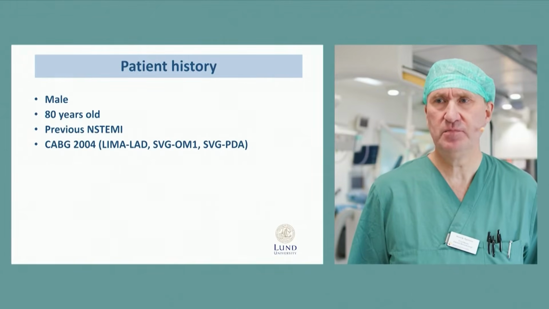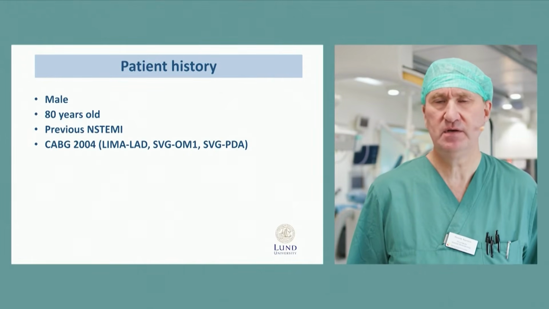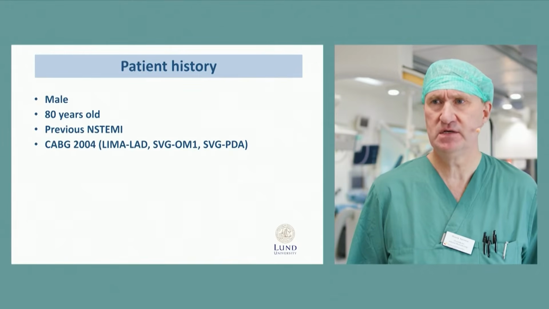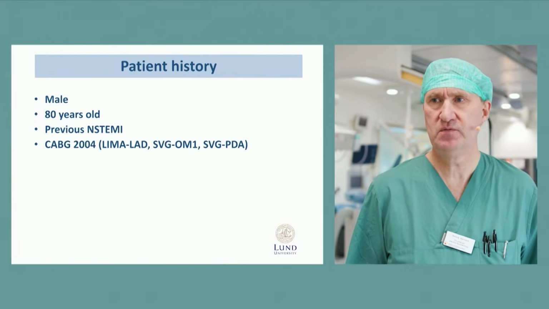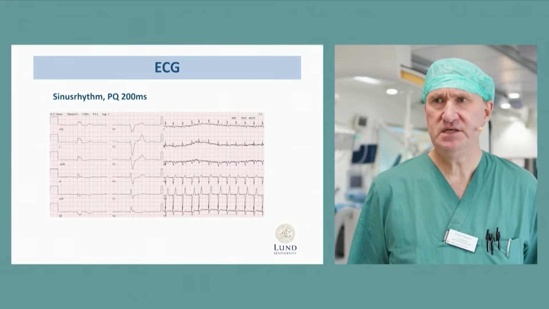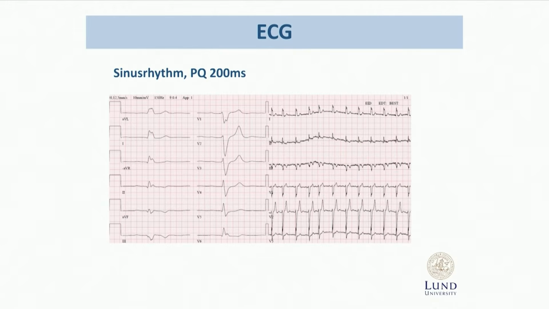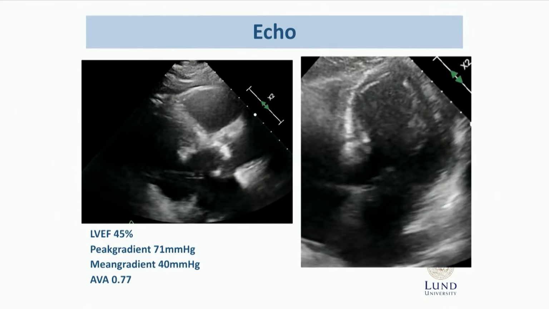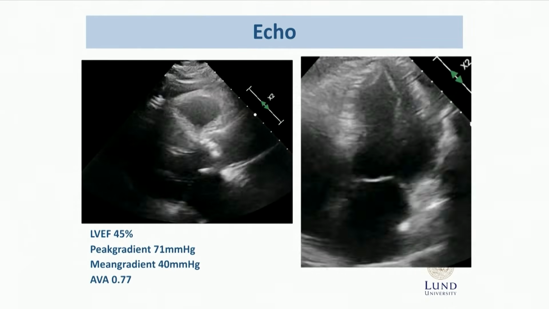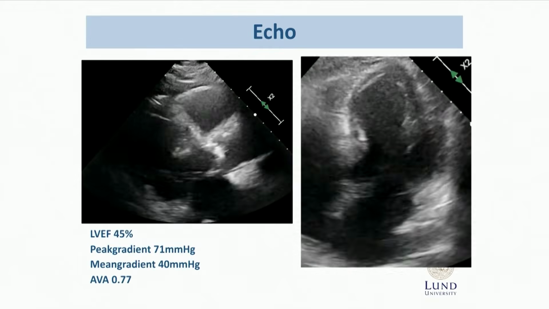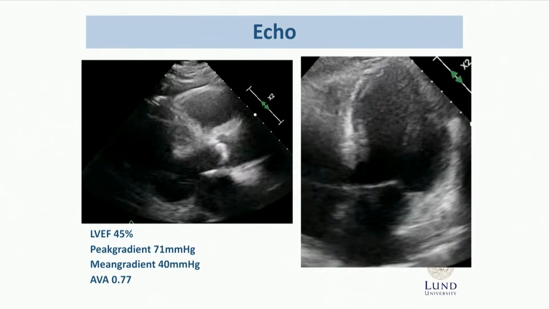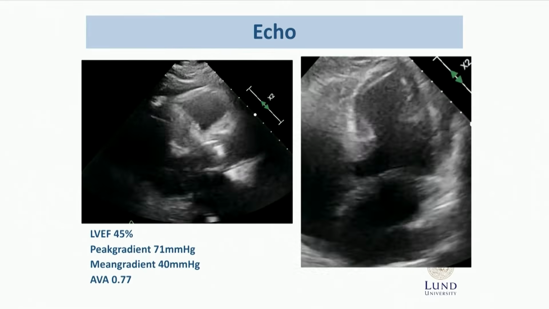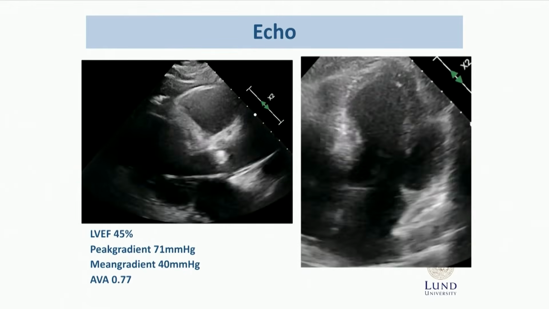This is an 80-year-old male. He had a previous NSTEMI, underwent CABG 17 years ago with the LIMA to LAD, a vein graft to marginal branch, and also to the PDA. The ECG showed a prolonged PQ and wide QRS complexes. The echo showed a moderately depressed left ventricular ejection fraction, a peak gradient of 71 millimeters, a mean gradient of 40 millimeters, and an aortic valve area of 0.77 square centimeters.